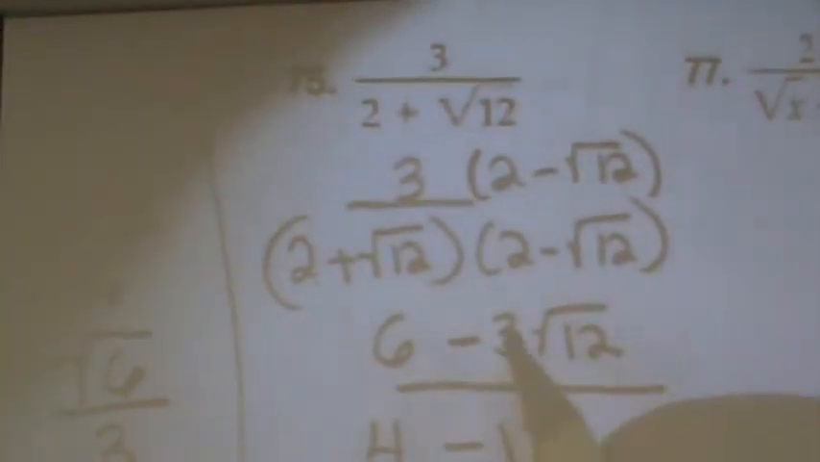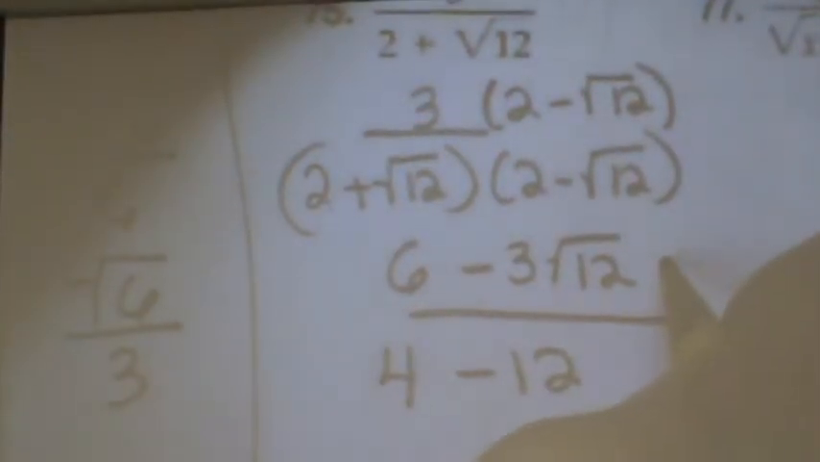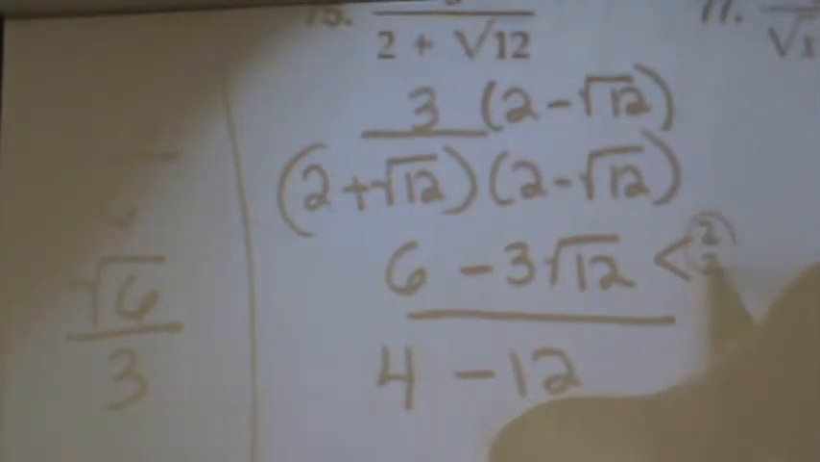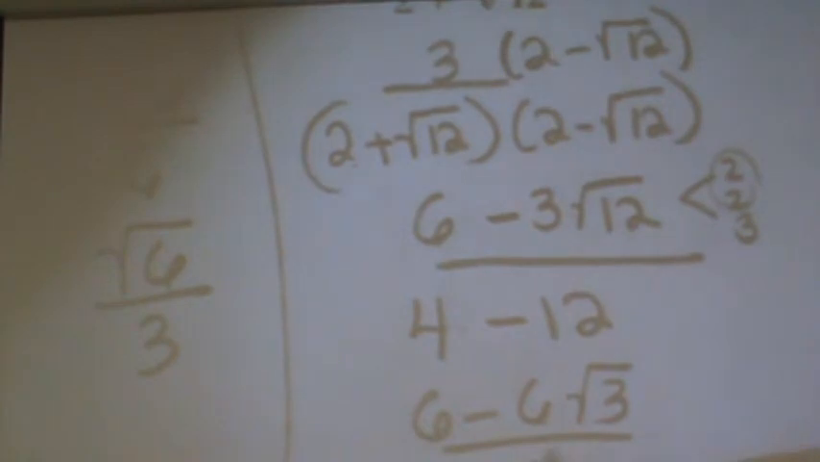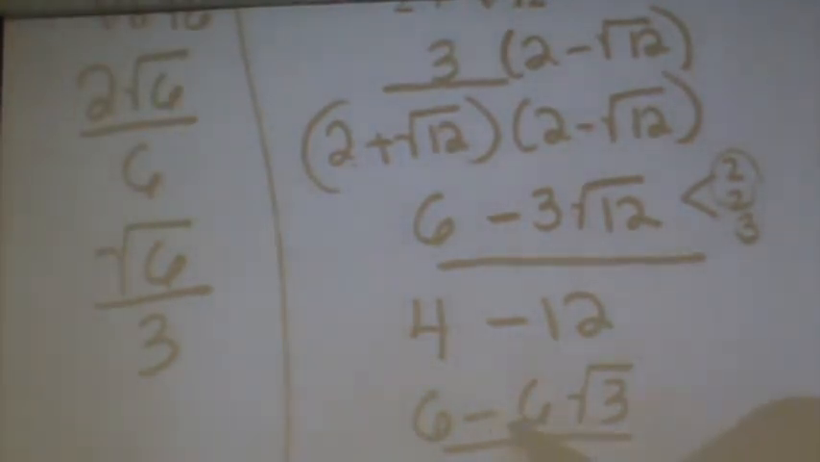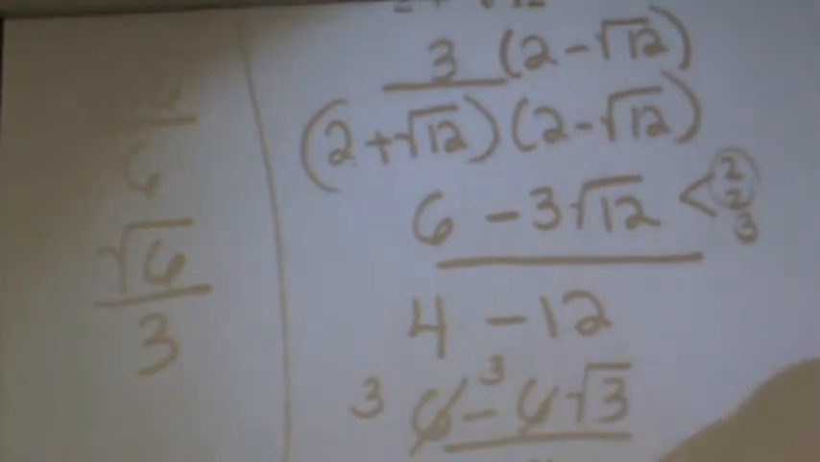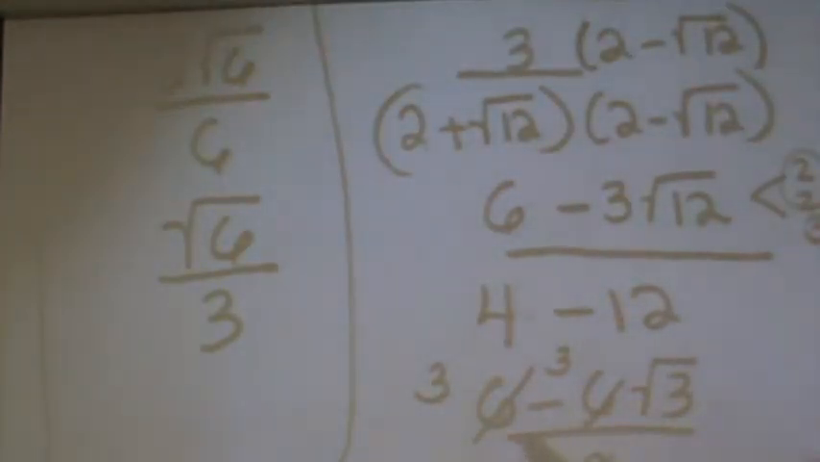Now, 6 minus 3, you're going to have a 2 in here, because 12 is 2 times 3, you have a 2 here. So this is going to be 6 minus 2 times 3 is 6 minus 6 root 3, and this is going to be negative 8. Now, I would reduce these all by 2's, so you have a 3 here, a 3 here, and a 4 here. So it's 3 minus 3 root 3 over negative 4.